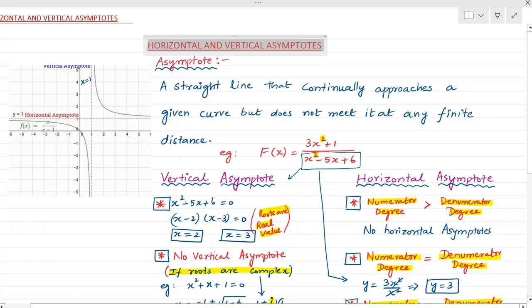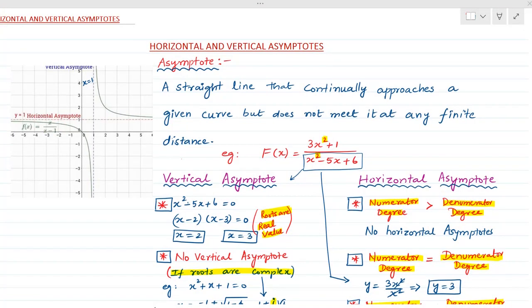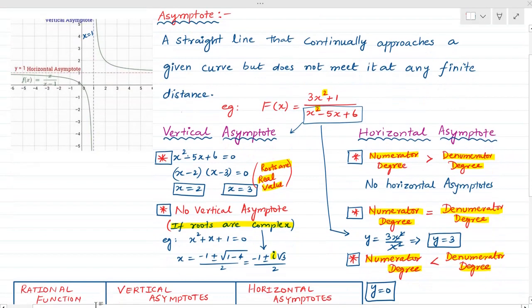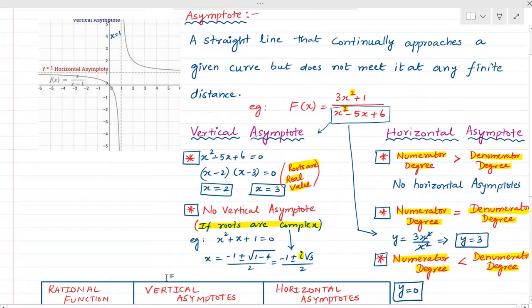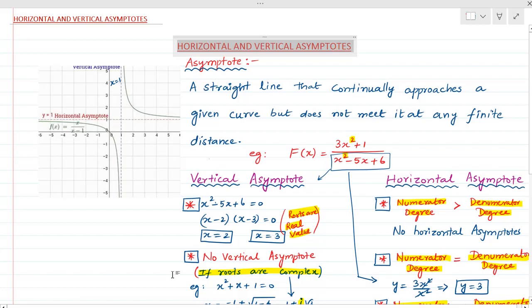In this video, we are going to see about the horizontal and vertical asymptote. What is an asymptote first of all? An asymptote is a straight line which is continuously passing through the curve, but it is not touching the curve at a finite distance. So this is the vertical asymptote and this is the horizontal asymptote.